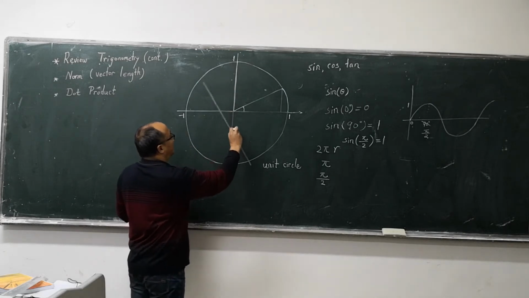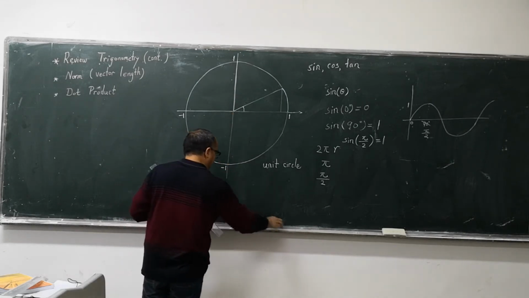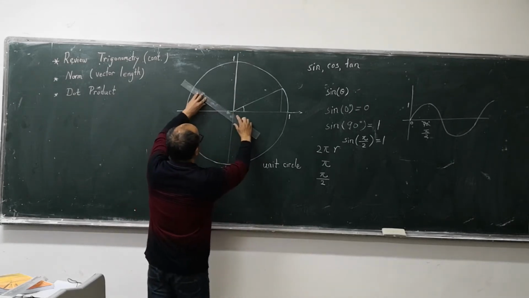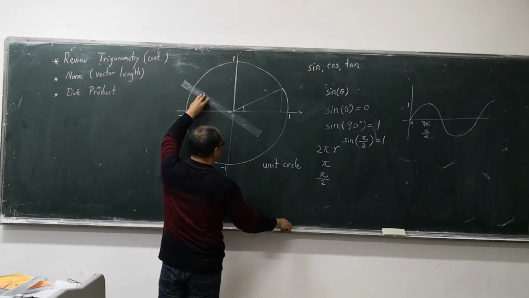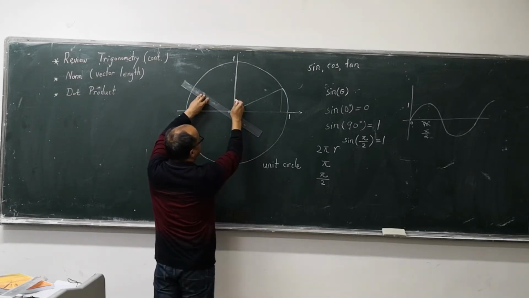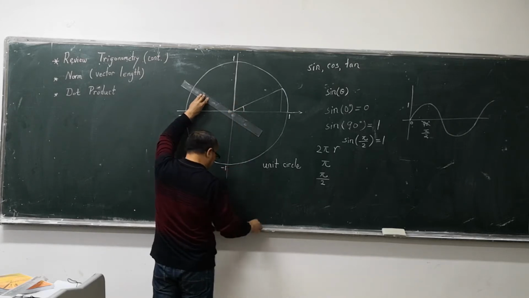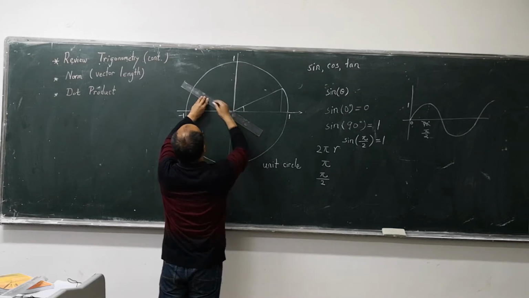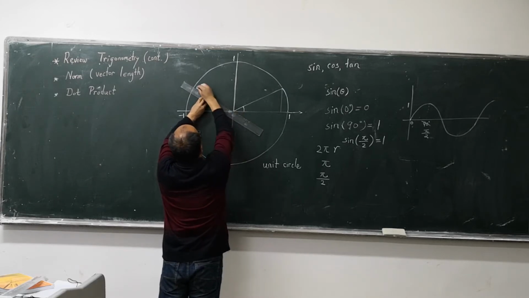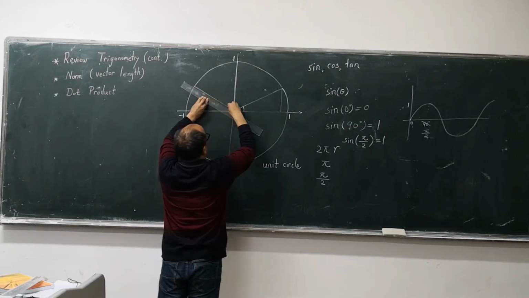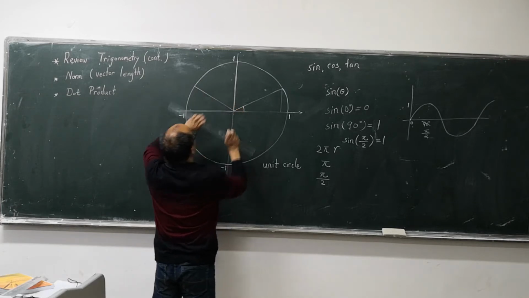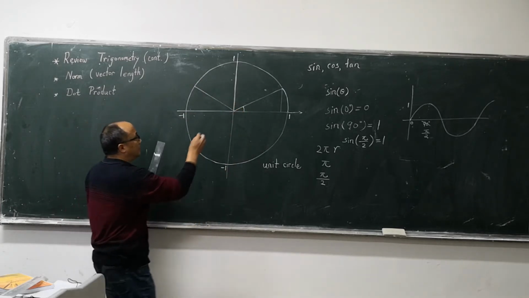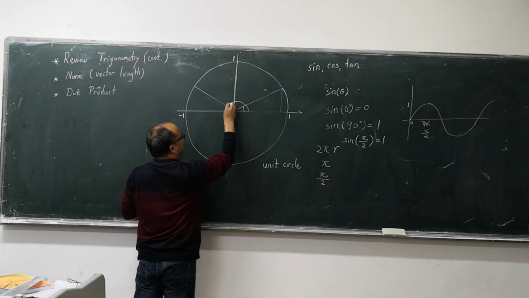So when we get here, let's say 90 degrees plus 60 degrees, so it's 150 degrees. It's 150 degrees from here to here.